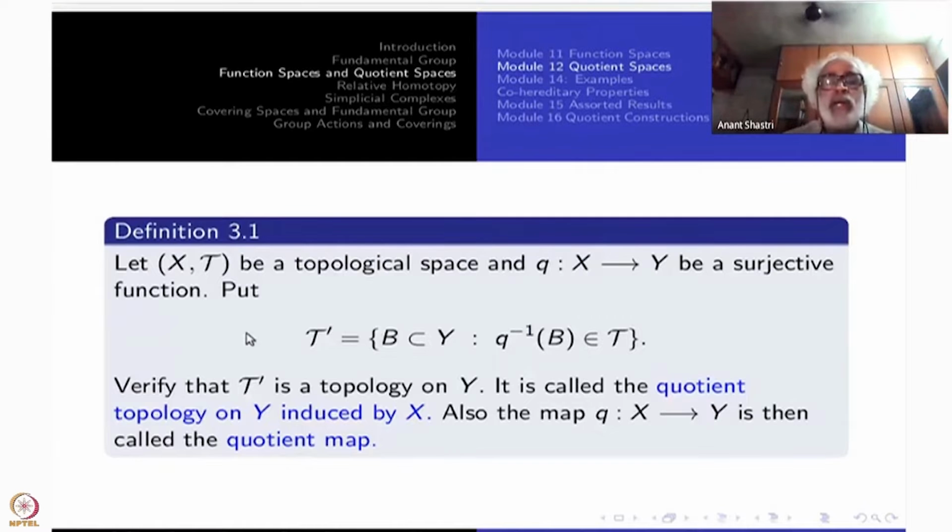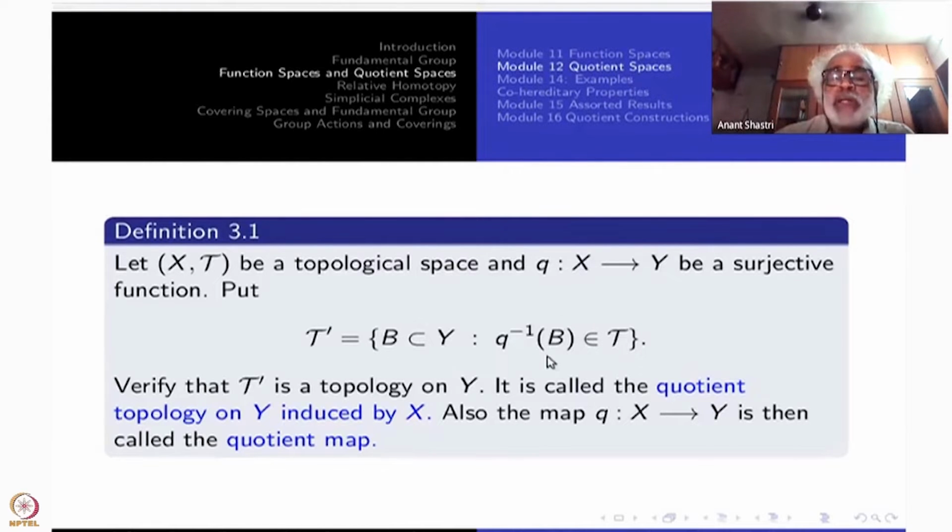So I define tau prime, which is going to be a topology on Y, as follows. Take a subset of Y. If Q inverse of that subset is inside tau, then put it here. That means a subset B belongs to tau prime if and only if Q inverse of B belongs to tau. This tau prime will be automatically a topology on Y.